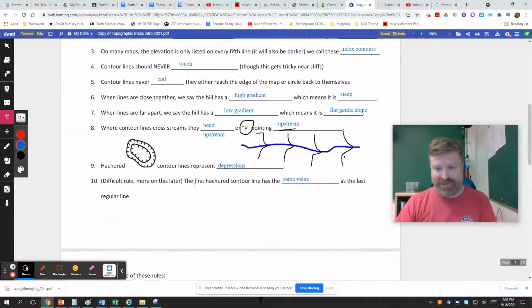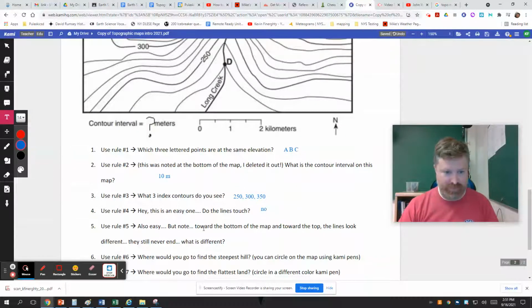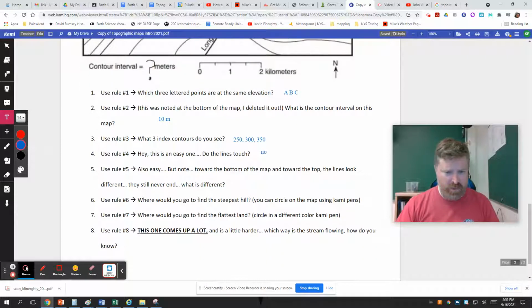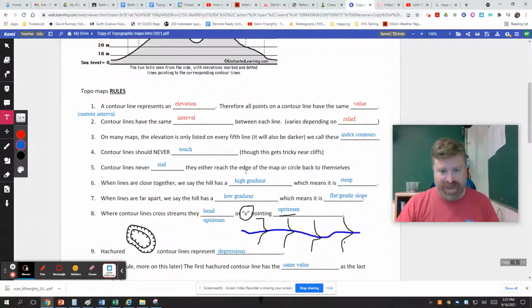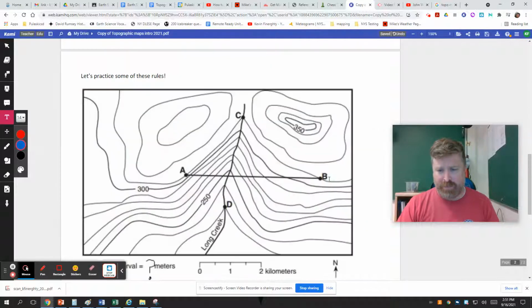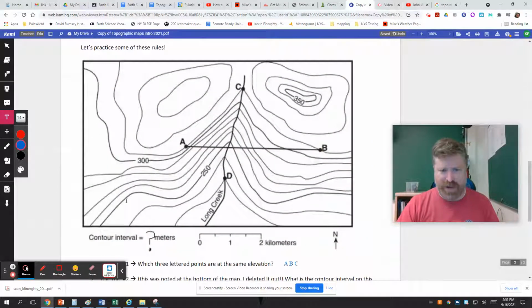For rule four, lines can't touch. Do these lines touch? Nope, we're good. Rule number five was this idea that contour lines never end. They either reach the edge of the map or circle back on themselves. So I maybe stated this slightly awkwardly, but what I was trying to say is towards the bottom of the map, they look different than they do towards the top of the map. What's the deal down here? Down here, they reach the edge of the map, whereas up here, they make those circles. Those are the two legal options.